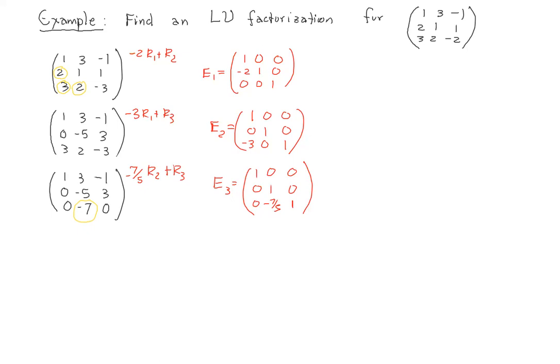And when you add it below, so what do we get? We get 1, 3, -1, 0, -5, 3, 0, 0. And here you have to be careful. We get -21 over 5. Our upper triangular has been created.